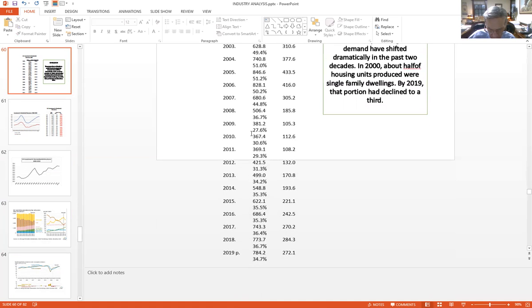So here we are down to 2009, and boy, the chart is simply wanting. But we're down to about a third of housing units are now single family, whereas previously they were about half. And that was 2 decades ago. But by last year, only a third of housing units were for single families. 2/3 were for multiple families.